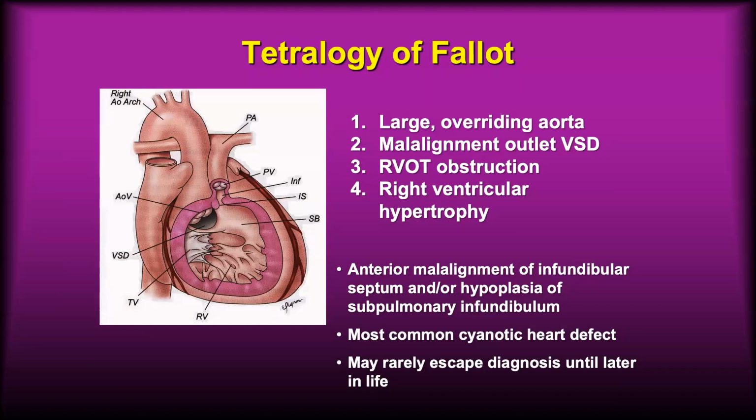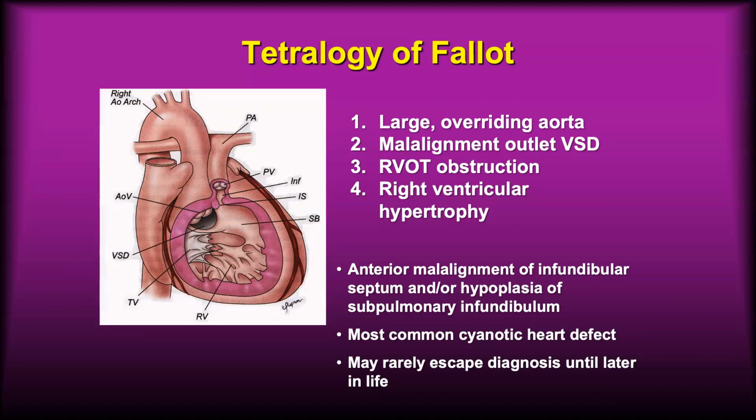So what's the problem? We got malalignment of the infundibular septum, so it's creating this VSD. You see, it's anterior malalignment of the infundibular septum or hypoplasia of the subpulmonary infundibulum. Remember, the infundibulum is the right ventricular outflow tract. So this creates a large overriding aorta. The aorta overrides up onto the septum. So that's your main problems.